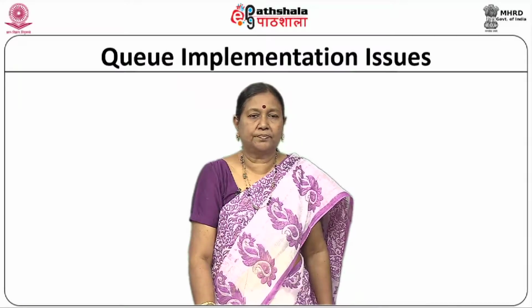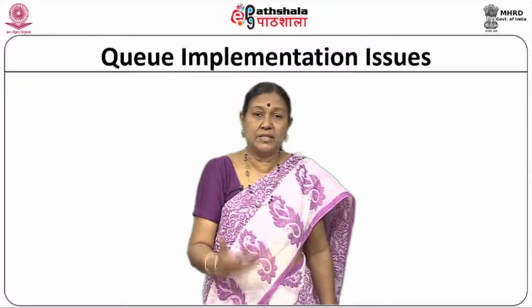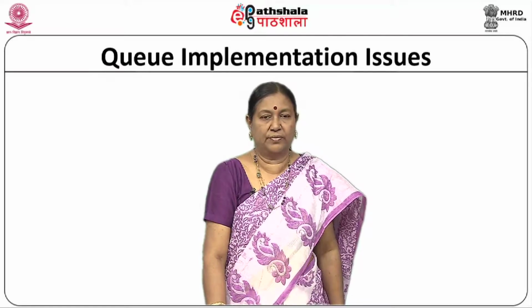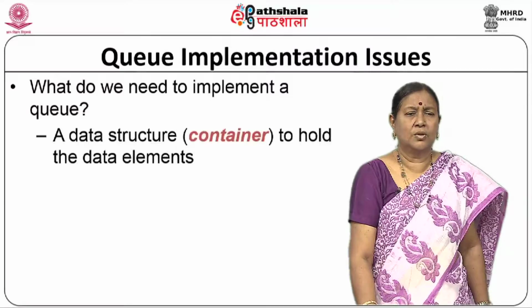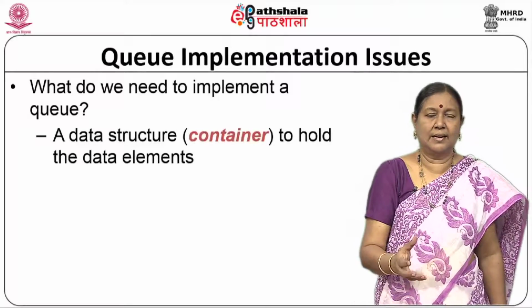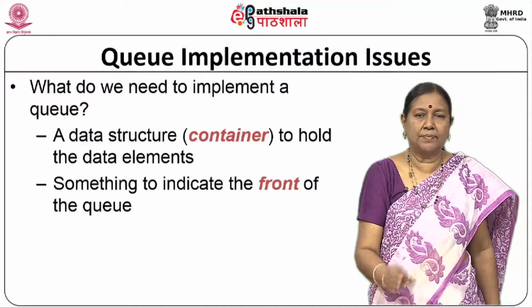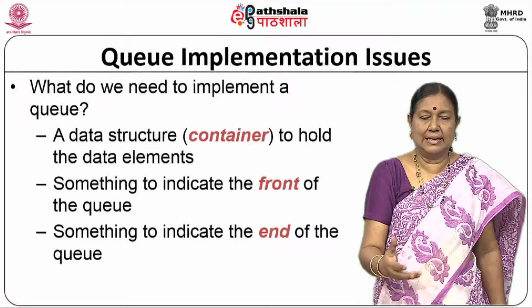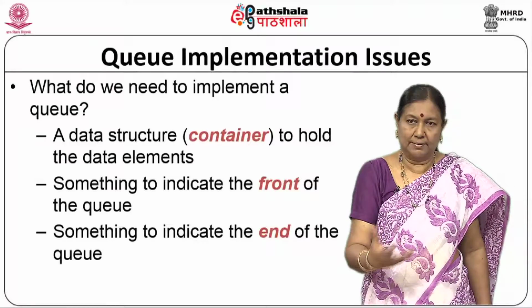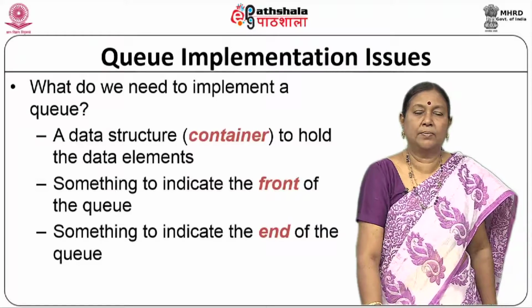Now, let us go to the implementation issues. As I said, first we are looking at what are the requirements of the implementation of a queue. So, first what do we need to implement a queue? We need a data structure, a container to hold the elements of the queue obviously, and then we need something to indicate the front of the queue, and then something to indicate the end of the queue, or the terminology called rear of the queue. So, these are the three requirements that we have to implement a queue.